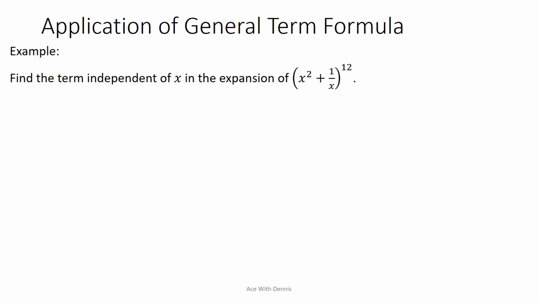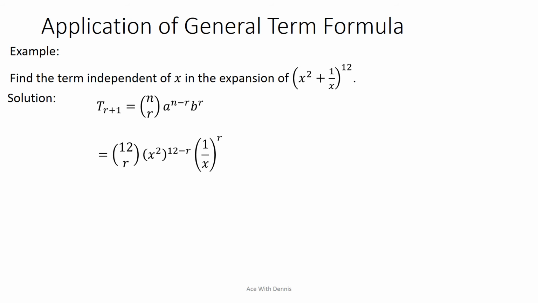Right, now let's look at application of general term formula. So here's the example: find the term independent of x in the expansion of (x² + 1/x)^12. So this is the solution. T_(r+1) = n choose r, a to the power n minus r times b^r. We have seen this formula in the previous slide. This is to find the (r+1)th term in a binomial theorem.